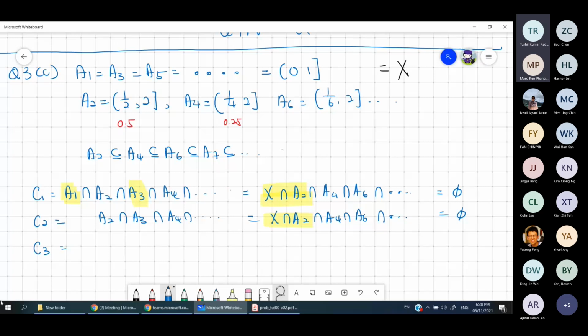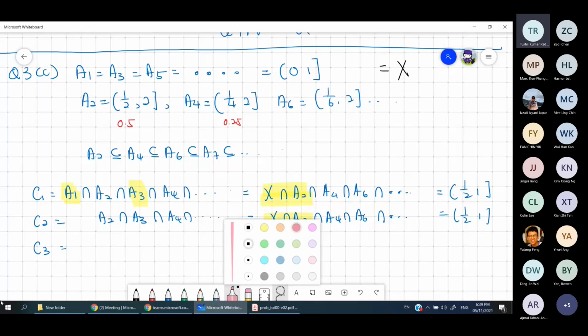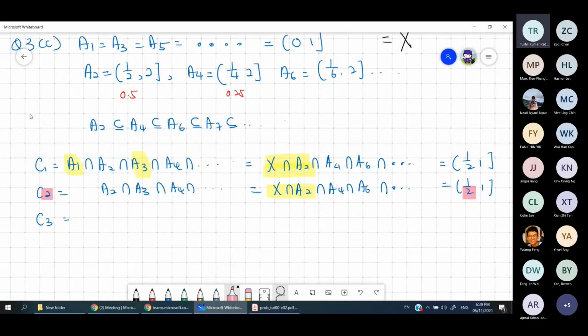Sorry, Prof, isn't half between 0 and 1? The lower bound of A2 is in X, right? Oh, yeah, right. I should have changed my spec already. Thank you very much, guys. You're right, so this is half to one. So you just need to take note of this number. This is C2, half. Okay, thanks. Let's carry on.